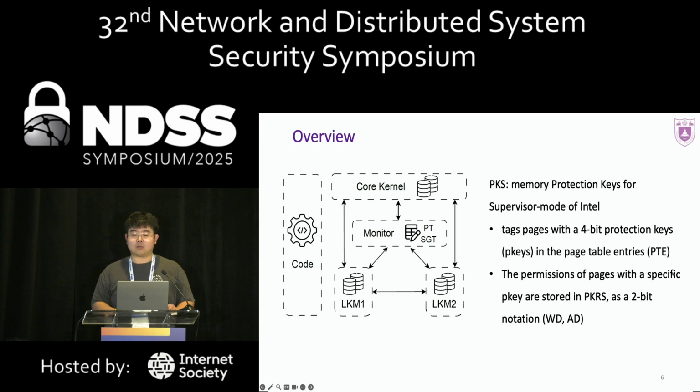It tags pages with 4-bit protection keys, which refers to P keys, in the page table entries, PTE, which partitions the address space into at most 16 memory domains. The permission of pages with a specific P key is stored in a dedicated per-thread register, PKRS, as a 2-bit notation, WD and AD, where WD means write disable and AD means access disable.